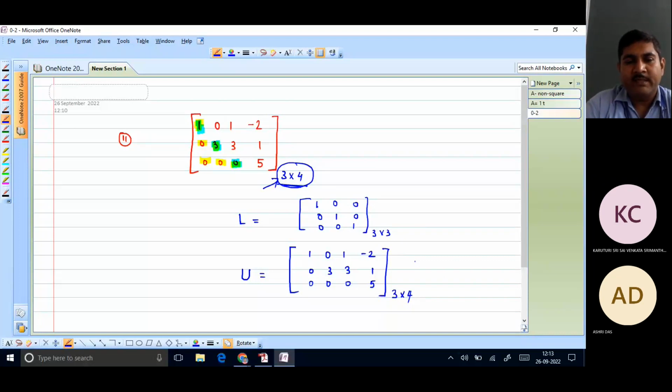In case you are having an upper triangular matrix as your matrix A, then there is no need to do any work, and you only do one thing. You write your L as the identity matrix and write U the same as A. Okay?